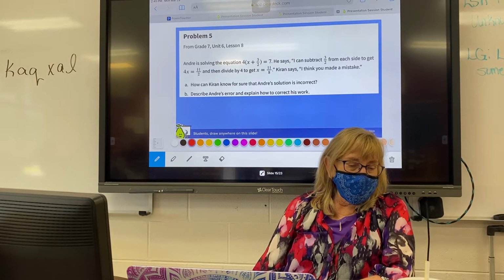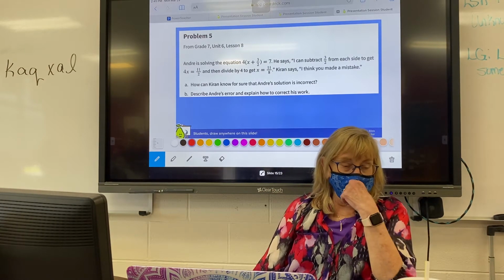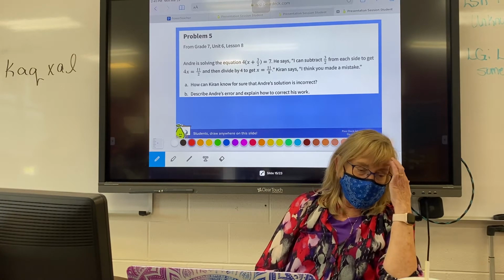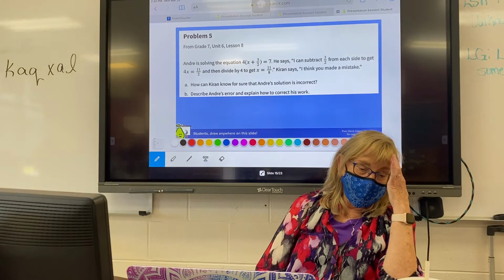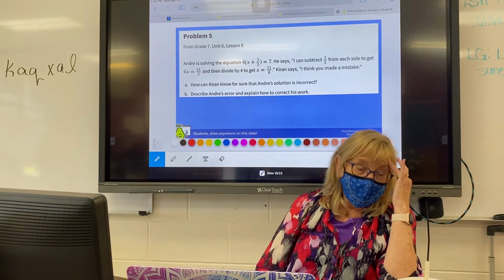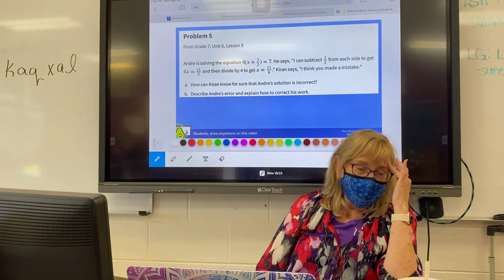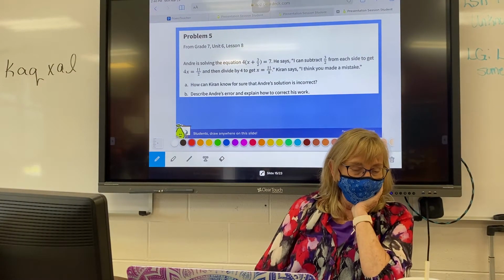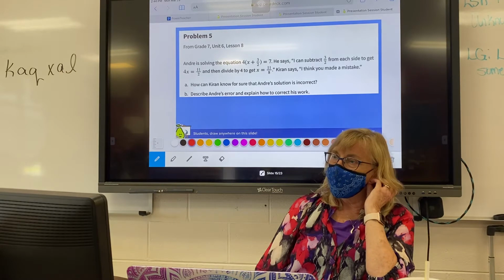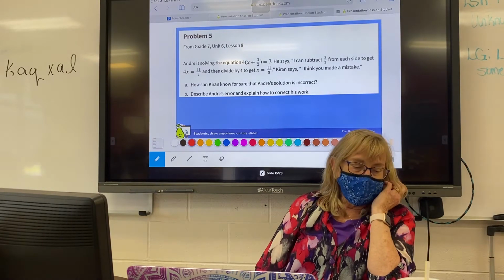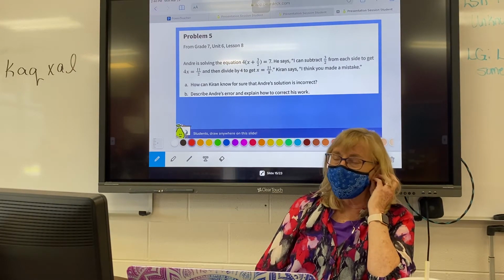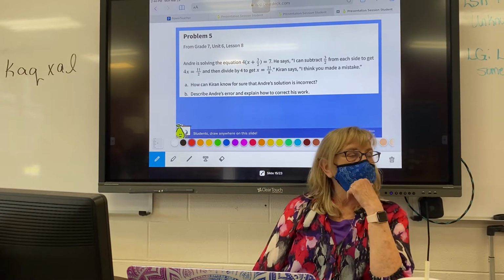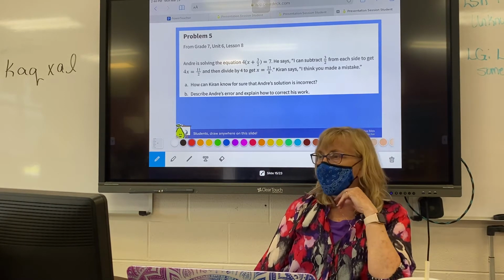Andre is solving the equation 4 times the quantity x plus 3 halves equals 7. He says, I can subtract 3 halves from each side to get 4x equals 11 halves, and then divide by 4 to get x equals 11 eighths. Kieran says, I think you made a mistake. How can Kieran know for sure that Andre's solution is incorrect? What's one sure way that you can tell if somebody's answer is right or wrong?